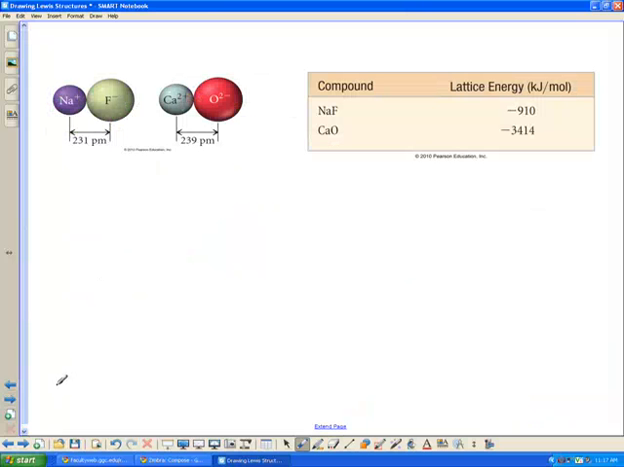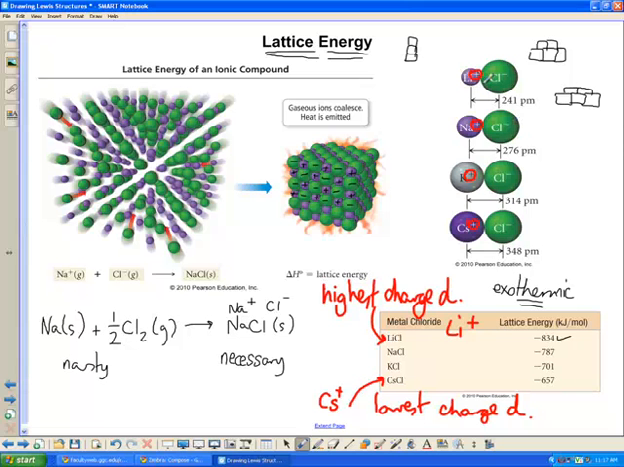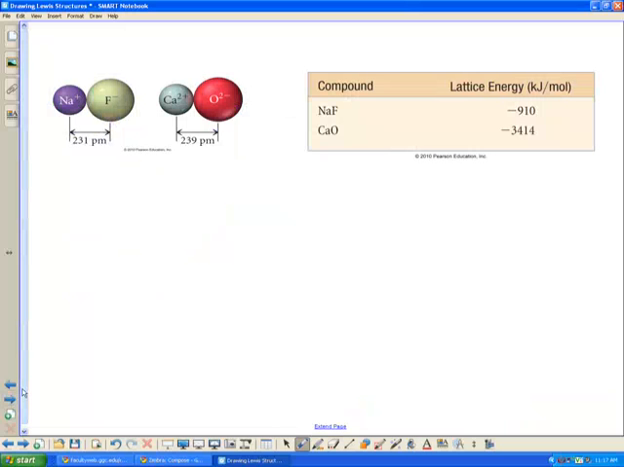Like I said, you can see it's related to size, because the size of the metals here in group 1 increase going down the table. We've seen that before. Now let's look at a different example though. Sodium fluoride versus calcium oxide.